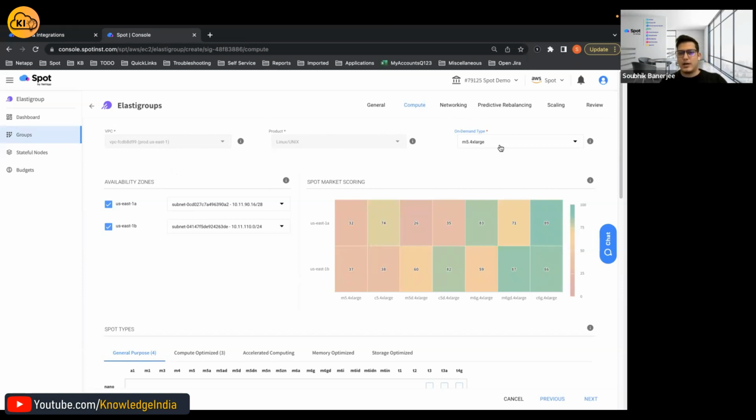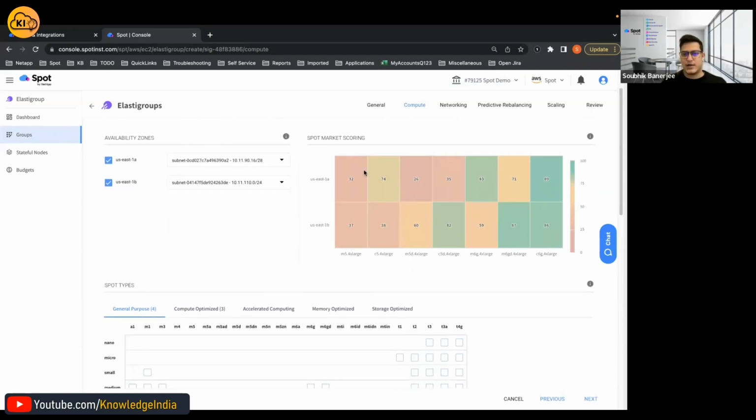And then you can see an on-demand type. This on-demand type is basically your fallback plan. As I was saying, there is an option to fall back to on-demand. So in case you do not find a spot instance, this is the on-demand type that your instance would fall back to. Okay. And now the thing that we are talking about, the spot market scoring.